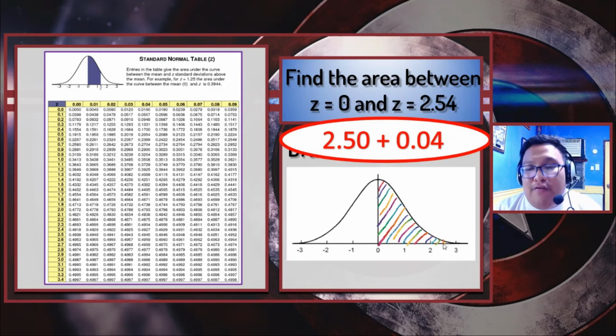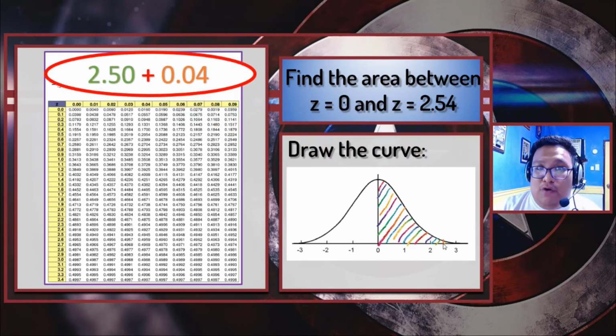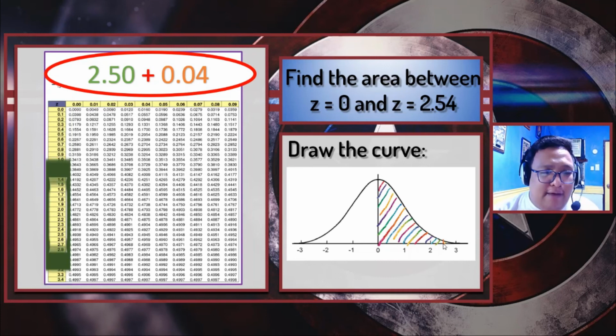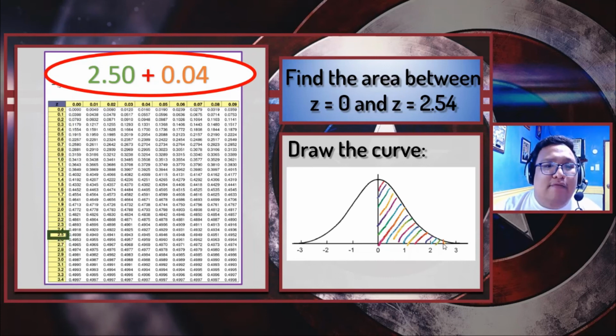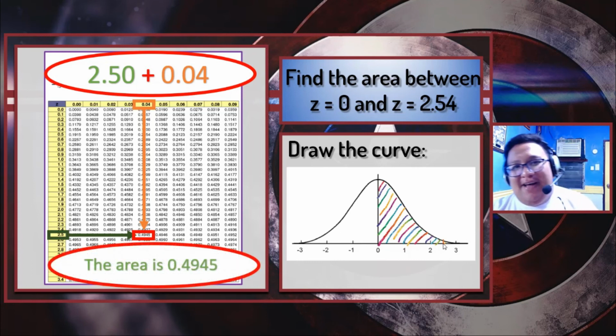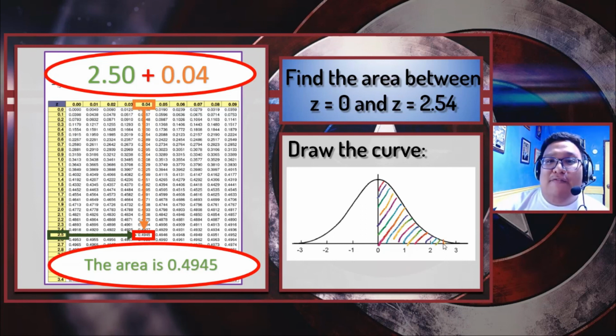Again, yung 2.54, paghihiwalayin lang natin siya. Magiging 2.50 plus 0.04. Then, we look for the 2.50 on the row headers. So, we have now 2.5. There you go. And then, we have 0.04. There you go. And then, get the intersection to find our area. And it reveals that the area is 0.4945. Okay? So, napakadali lang, di ba? So, let's have another example.